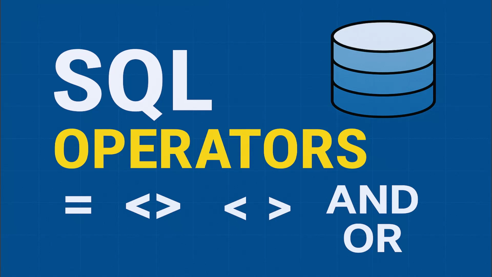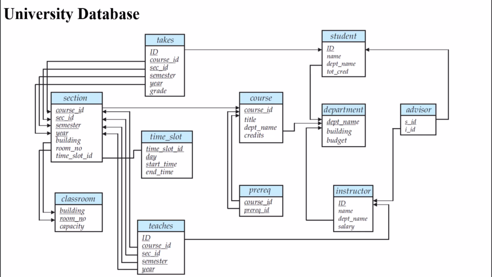SQL operators are special symbols, or you can say keywords, that we use to perform operations on data like comparison, arithmetic calculation, logical evaluations, or pattern matching. These SQL operators are essential for constructing queries to filter, manipulate, and retrieve data from a database. In this tutorial, we will study the main categories of SQL operators with several examples based on the university database.